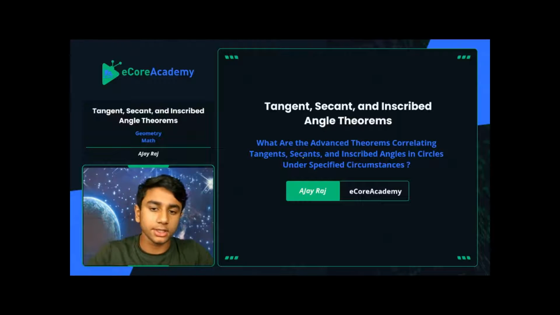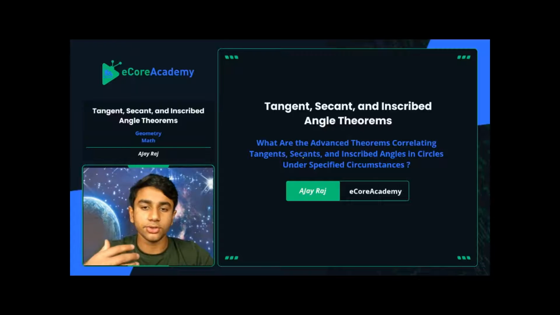Of course, our lesson topic of focus for today is on tangent, secant, and inscribed angle theorems. We're going to be taking our previous knowledge throughout this course, and of course throughout geometry, and applying it to more complex circle circumstances. We're going to take these lines and parts of lines and develop separate theorems that correlate these specific circumstances in circles together under these three given criteria.